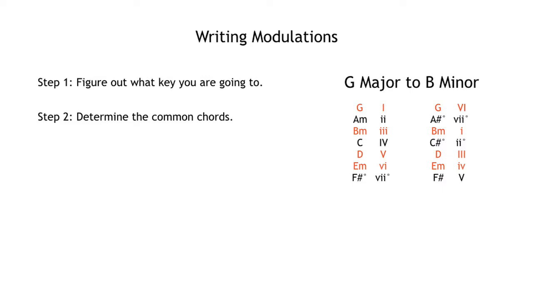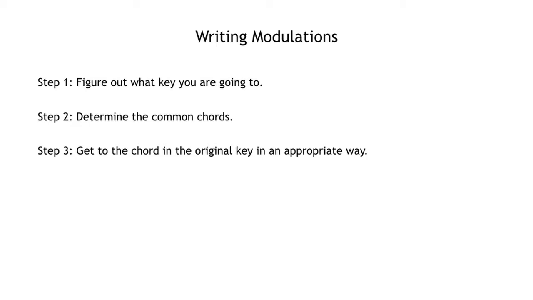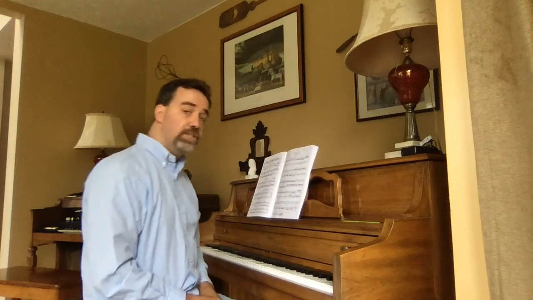So then I find all the chords that are the same quality between the two keys: a G major chord, a B minor chord, a D major chord, and an E minor chord in the key of G major that could be used as pivots to get me to B minor. So step 3, I'm going to choose which one of those I want to use. In this case, let's use the E minor chord, and we're going to write the E minor chord as a 6 chord in the key of G major, and then use that to pivot to become a 4 chord in the key of B minor. So let's see if we can make that work.